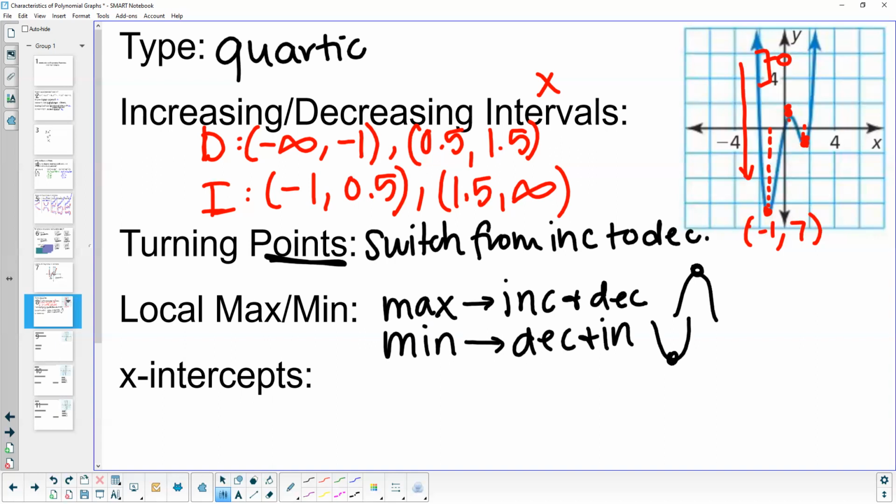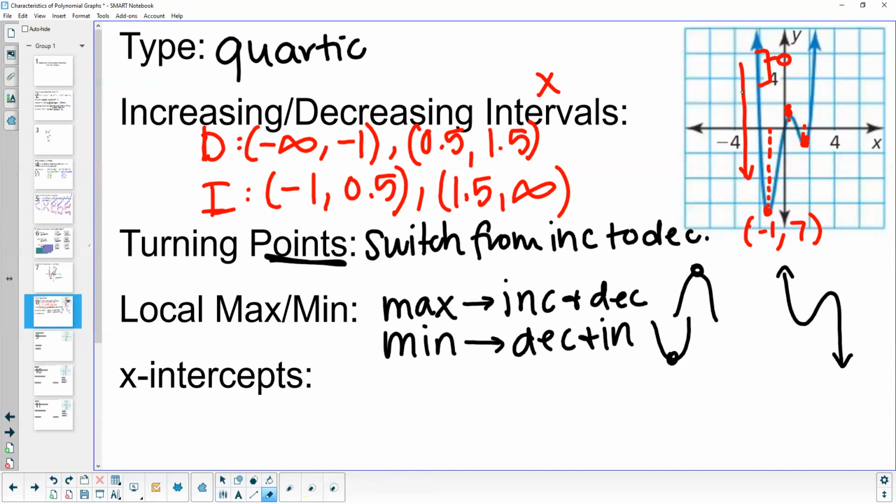Now we call them local minimums and maximums because this is a great example on this graph here. Notice how our function goes on forever in both directions. So in this case, that -1, 7 and our third point over there, 1.5, are both minimums, but that -1, 7 is the actual minimum. That's the lowest point that our graph reaches. However, if we have an odd degree function, like a cubic function, notice how this goes on forever in both directions. So there's not really an actual maximum or minimum. That's why we call them local points.